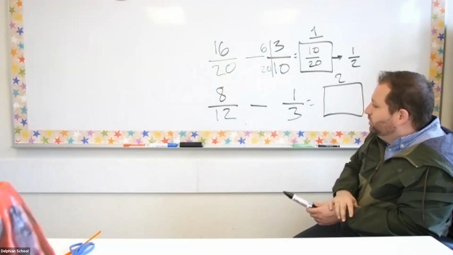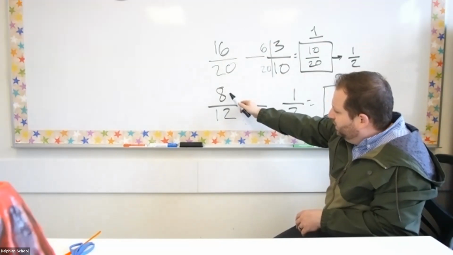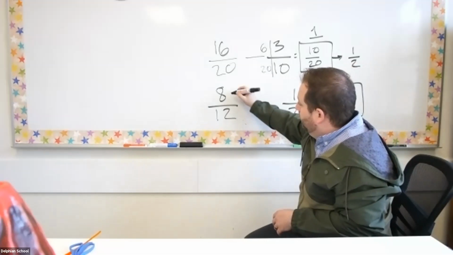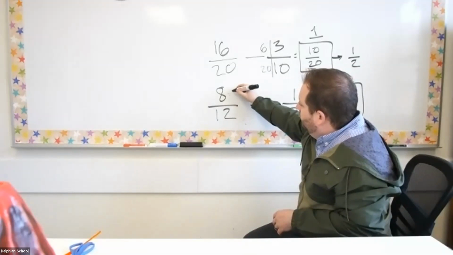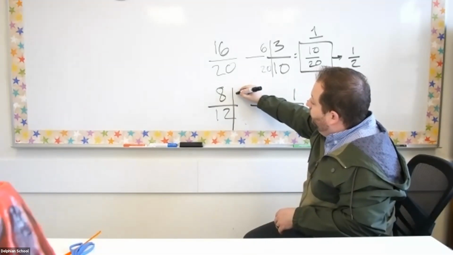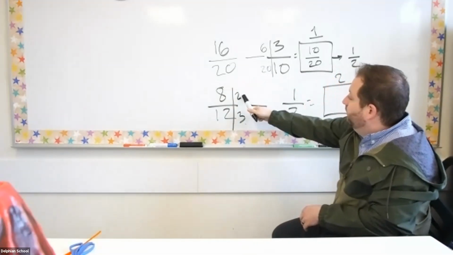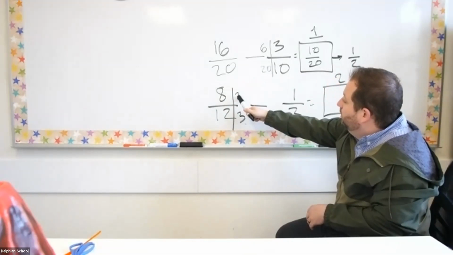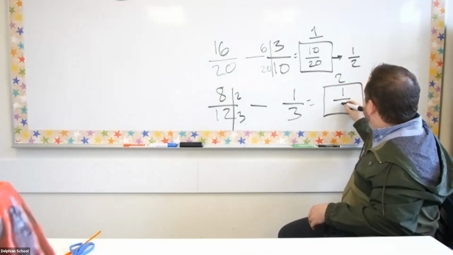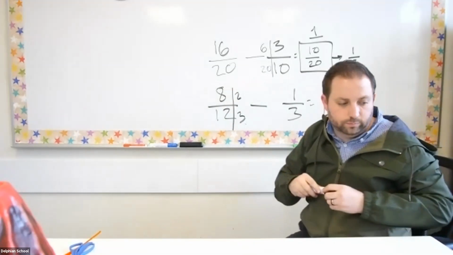I'm going to reduce instead of flatten here, because I could reduce this. If I divide this by 4 and this by 4, I get a common denominator. So 8 divided by 4 is 2, and 12 divided by 4 is 3. So now we have 2/3 minus 1/3. Well, 2 minus 1 is 1, and bring the 3 over, we have 1/3. And that is lowest terms.